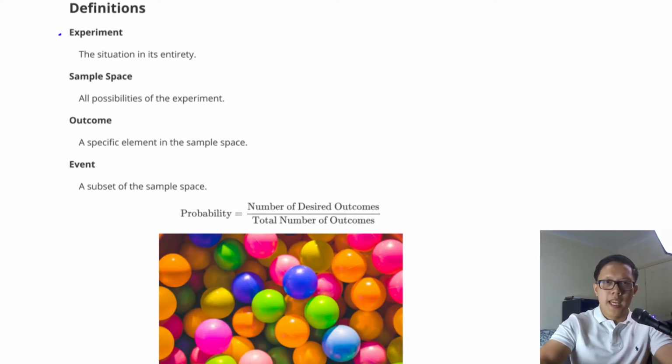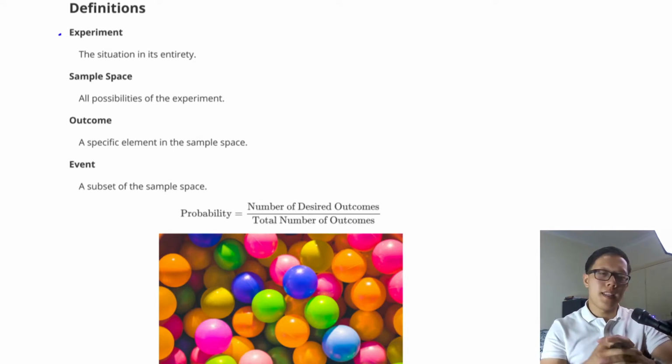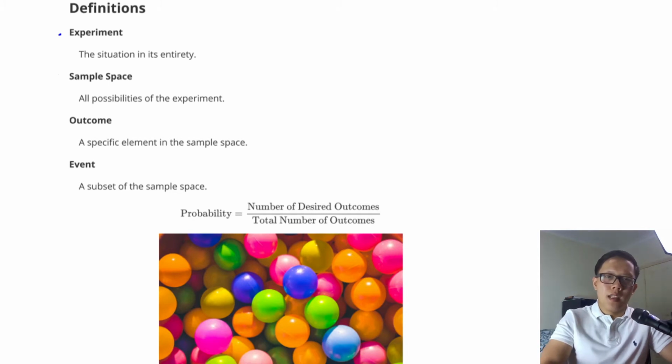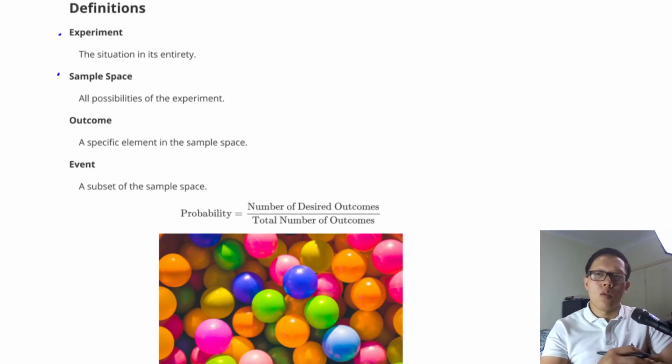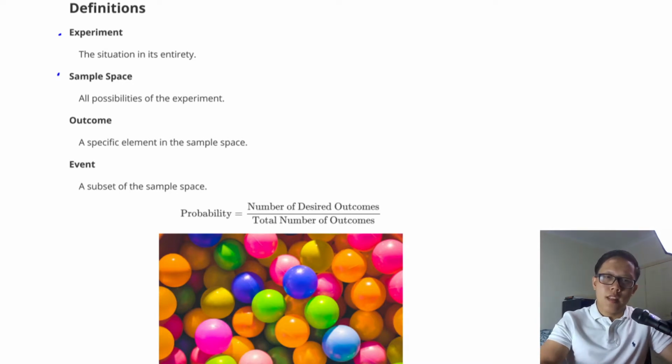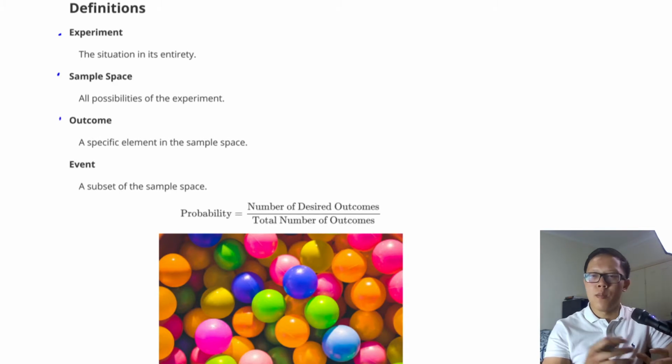First up, an experiment. What is an experiment? It's basically just the entire situation in a question. And for all of these definitions, we're going to link it to an actual question in a second, so that will give us more context. Sample space, this is all of the possibilities in an experiment. An outcome is a specific element in the sample space, or an outcome of how the experiment will play out.